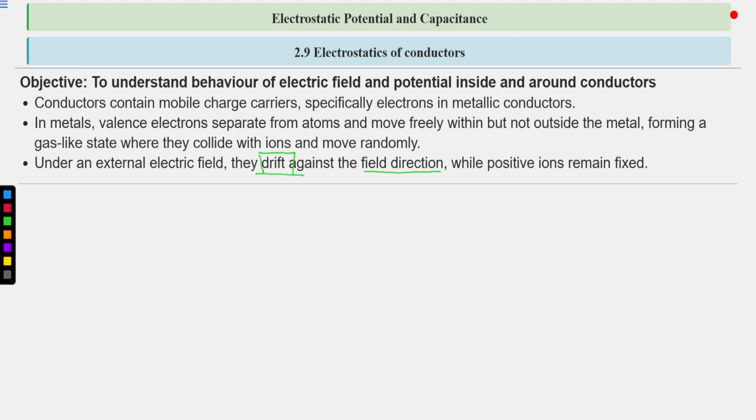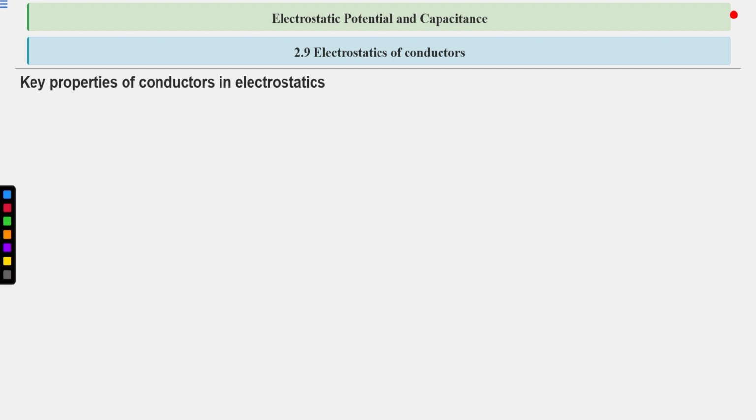So they move against the field direction while positive ions remain fixed. Now we know that positive ions are in the nucleus, so the nucleus doesn't move. Only free electrons that are valence electrons move. Positive ions, the nucleus, don't move, and also the electrons in the inner shells that are very close to the nucleus and strongly bound due to the electrostatic force of the nucleus do not move. Now, key properties of conductor in electrostatics.